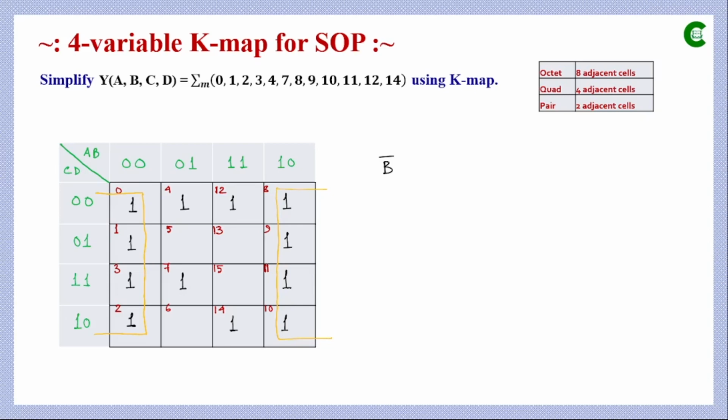Then what we can see is that no more octet is possible in this K map, so we will search for quad, and we can easily see that these 4 ones are adjacent cells and these 2 are still not part of any group, so these 4 can be grouped together to form a quad.